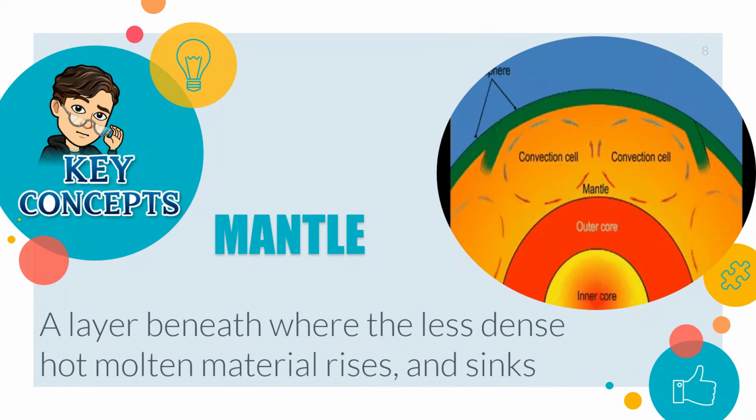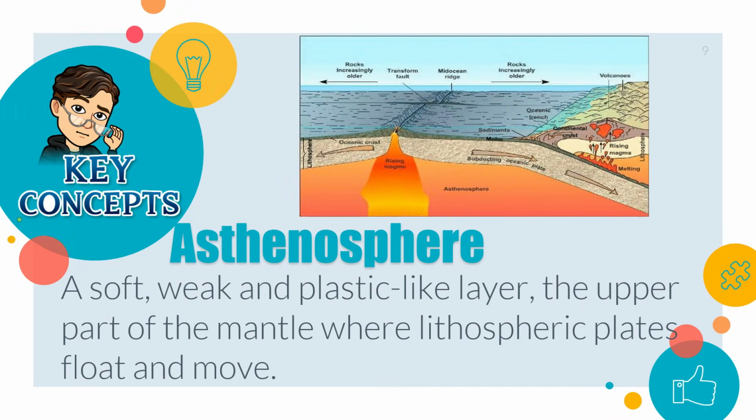The first key concept is the mantle. Mantle is described as a layer beneath where the less dense hot molten material rises and sinks. So it's a part of the Earth's layer. The next key concept that we would be dealing is what you call as the asthenosphere. It is described as a soft, weak, and plastic-like layer which is the upper part of the mantle. This is where lithospheric plates float and move. So if the mantle is here, the asthenosphere is located here, just below the crust.